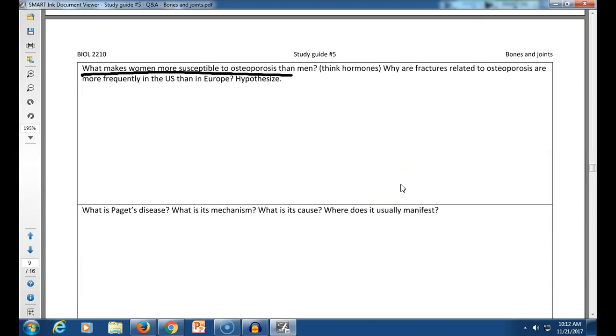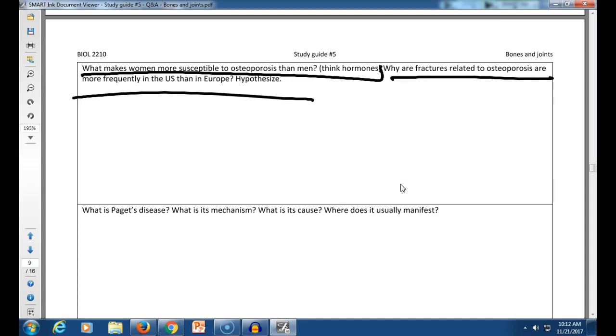We discussed this. Remember our discussion why the U.S. elderly population is more susceptible to the fractures? Less active. More sedentary lifestyle.